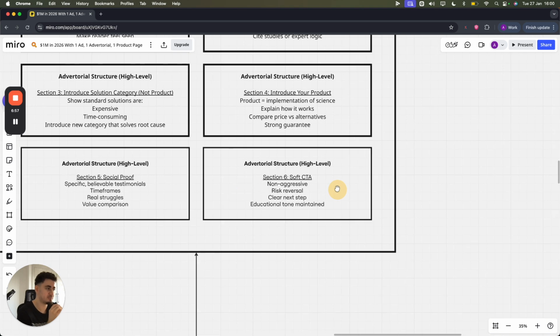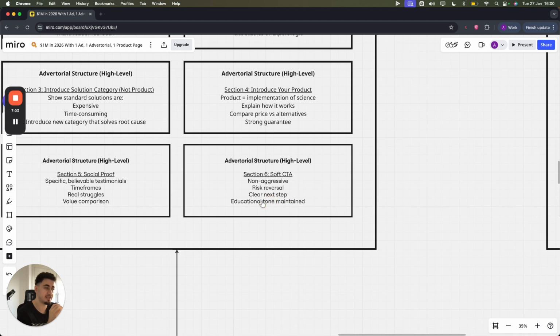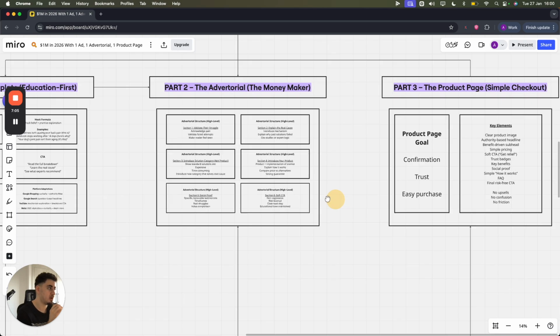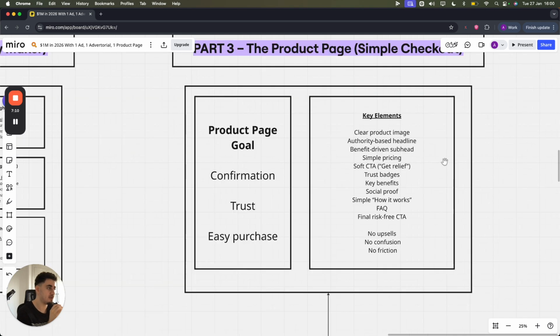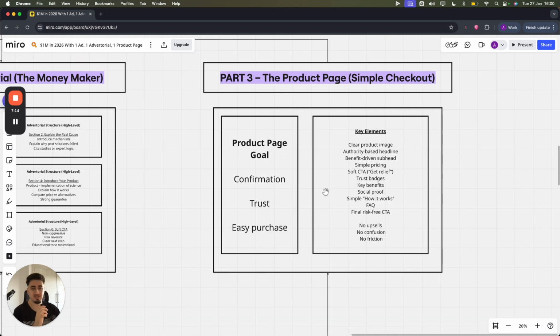And then section number six, have a soft CTA, right? So not too aggressive, have a risk reversal, have a clear next step. And again, maintain your educational tone. And then part three, your product page goal, right? So here are some very good elements that you should add to your PDP. And again, you can split test, but usually I like to direct them to a PDP and then it's a simple checkout, right?